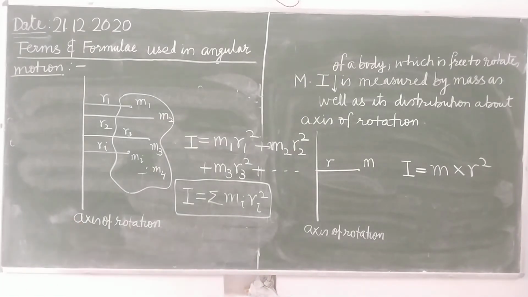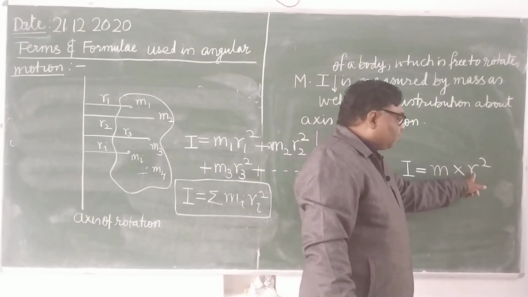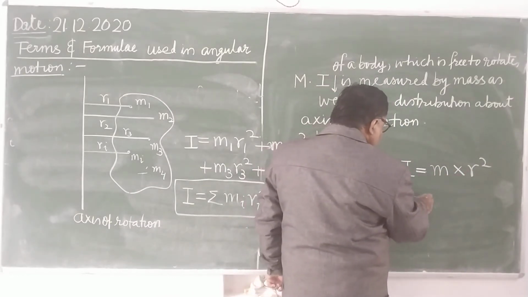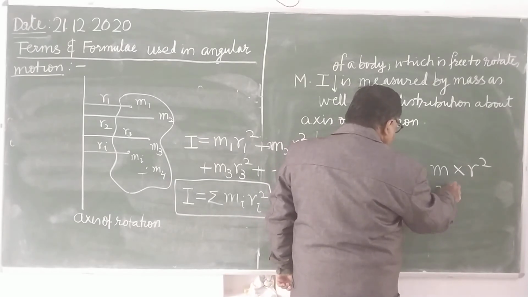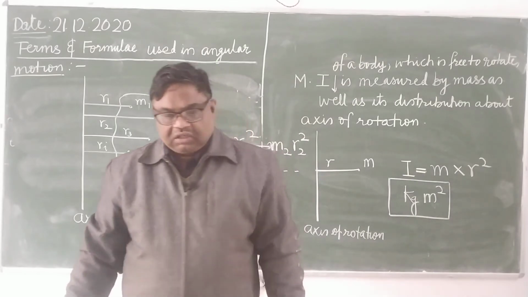Already I have told it is a scalar quantity. Now what will be its unit? So you can see here, what is the unit of mass? Kilogram. Unit of distance? Meter. So it will be kilogram meter square. Is it clear?